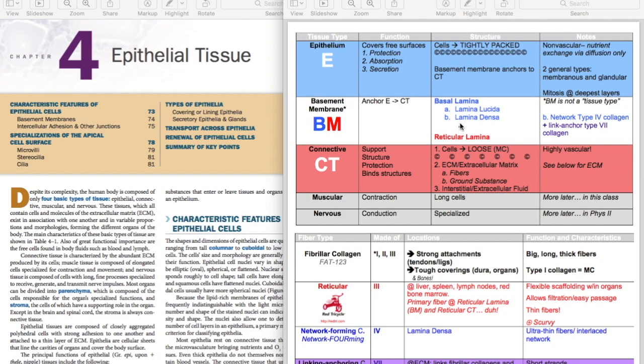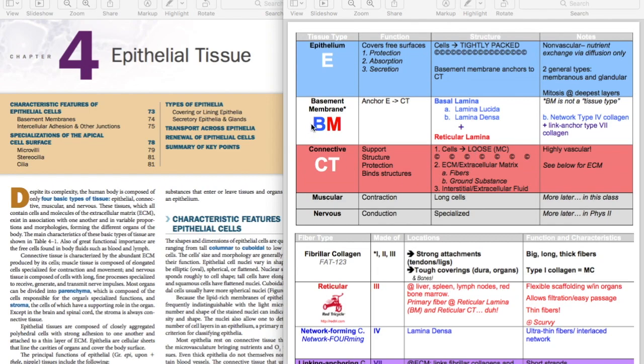So this little plus sign is saying to go over here: link anchor type 7 collagen is what is going to link or anchor the basal lamina down to the reticular lamina below. So what connects? What is the chain link? What is the one little itsy bitsy thing that connects epithelium to connective tissue?